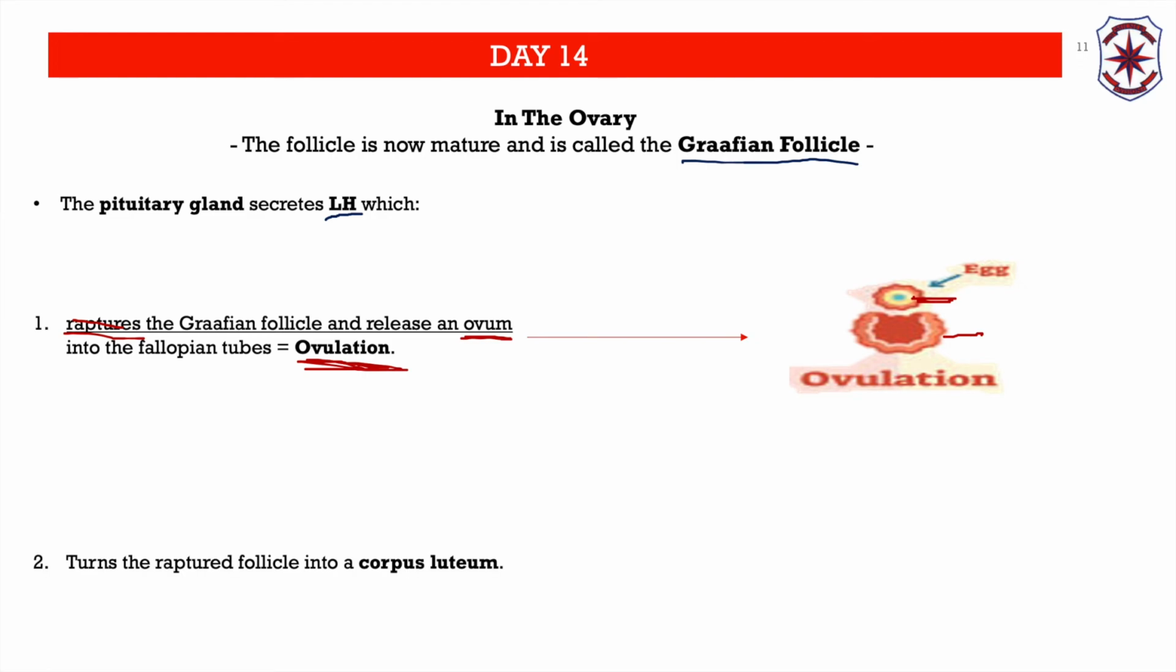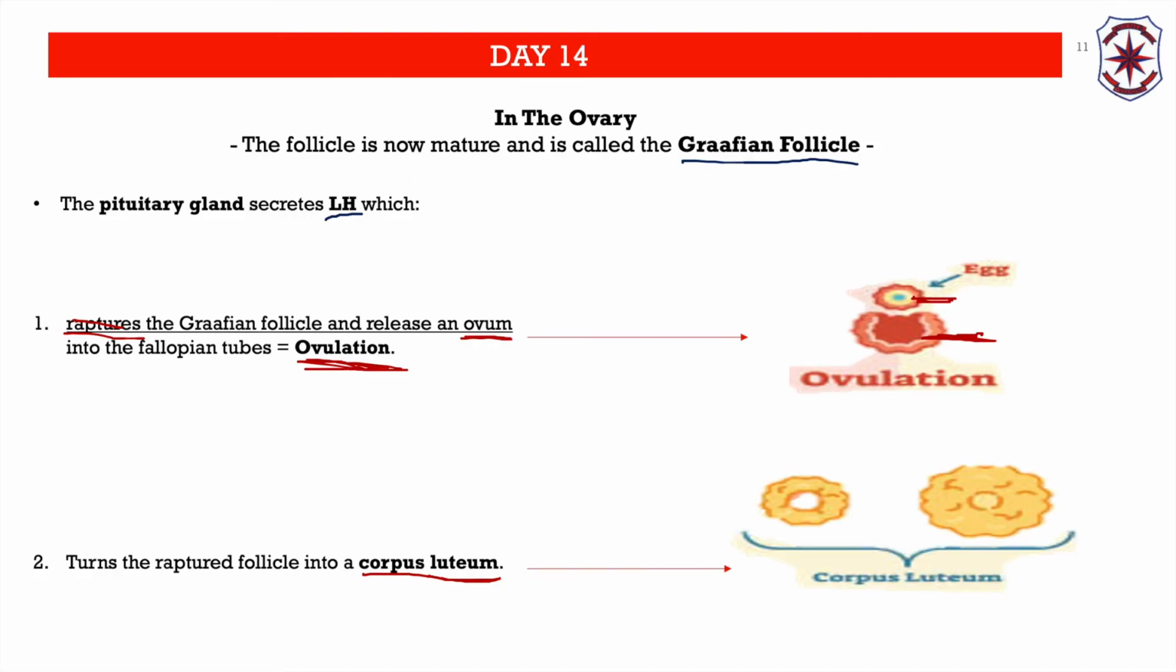What is the second job of LH? LH takes this ruptured follicle and converts it to a structure that we call the corpus luteum, as you can see over there. Now we have a corpus luteum. We don't have a follicle anymore.